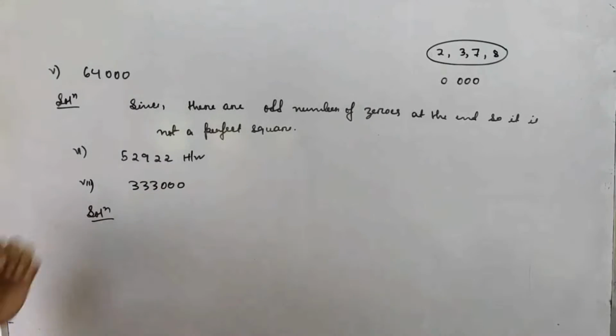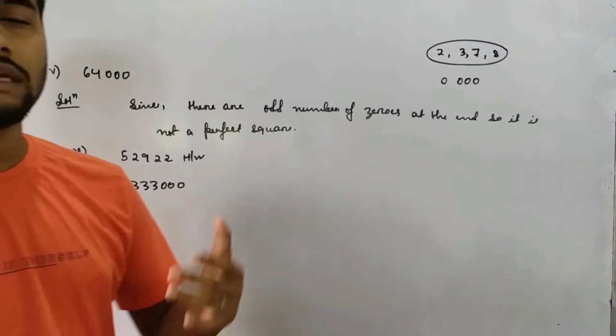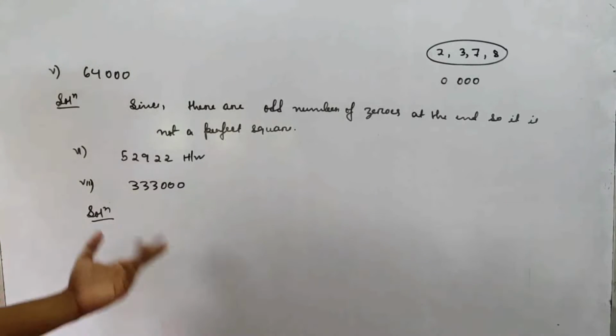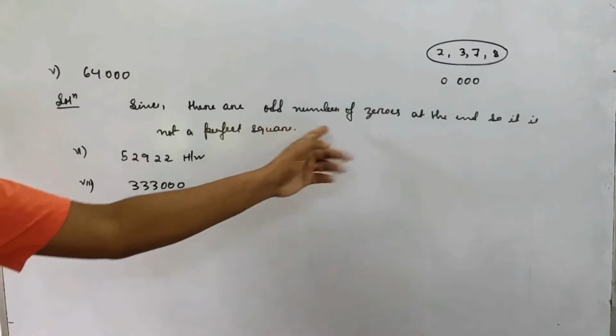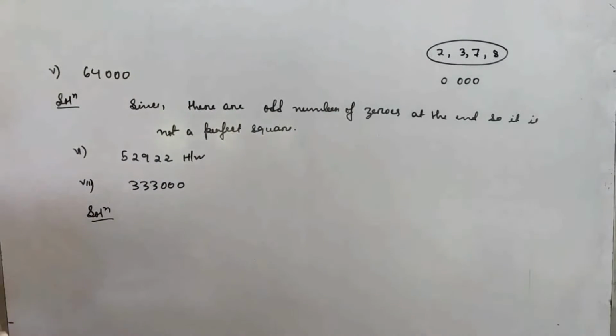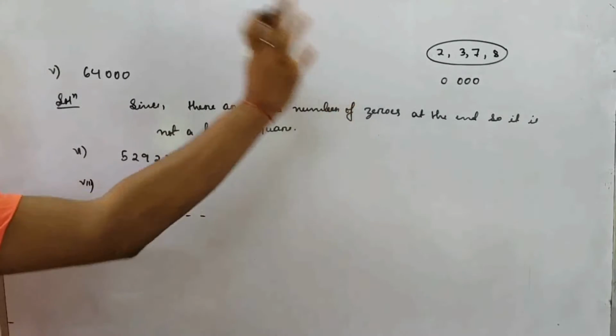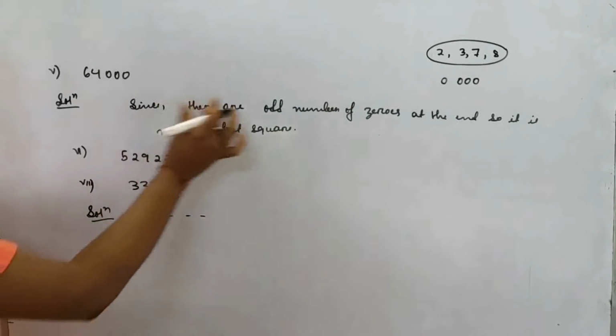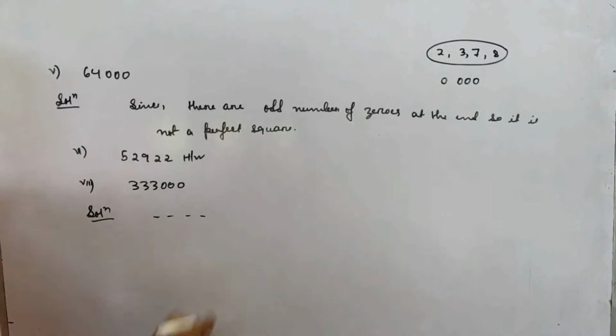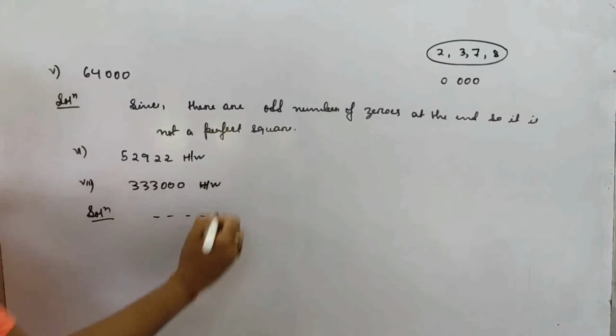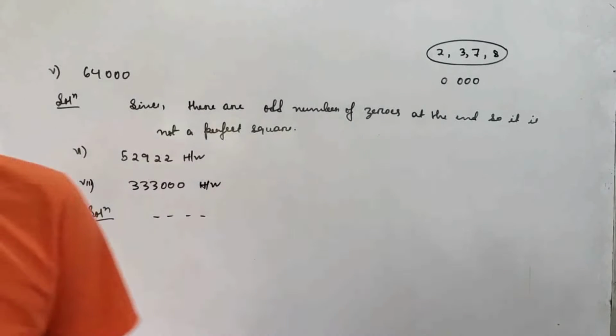So again, how many zeros are there? There are 3 zeros, that is an odd number of zeros. So what will be our line? Since there are an odd number of zeros at the end, so it is not a perfect square. You can do the same line. You can do this one also.